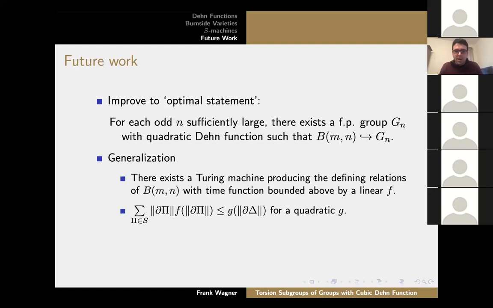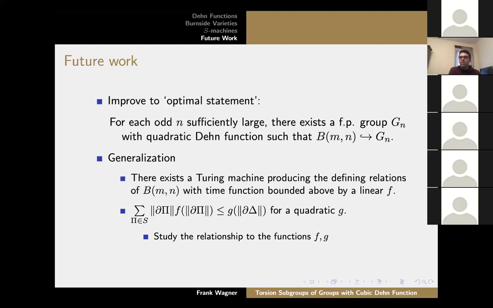The other thing I needed was that small cancellation property, which was that the sum of the squares of the perimeters of the cells was at most some quadratic function of the perimeter of the whole diagram. I can rewrite this, since f is linear in our situation, as bounding the sum of the perimeter times f of the perimeter by some quadratic of the perimeter of the whole diagram. So what I want to do is study the relationship between f and g.